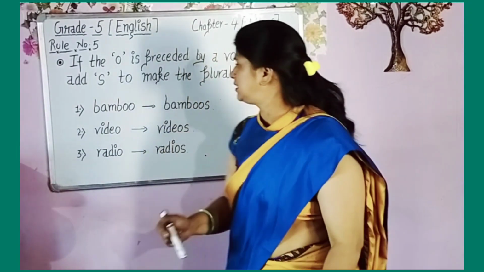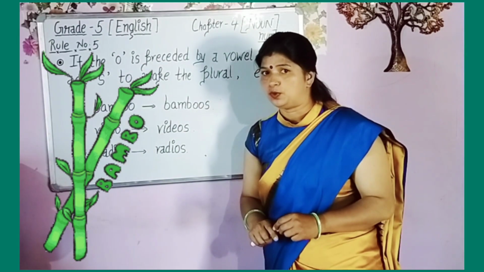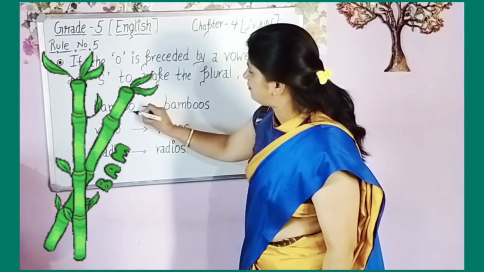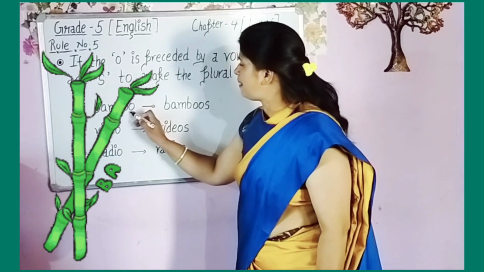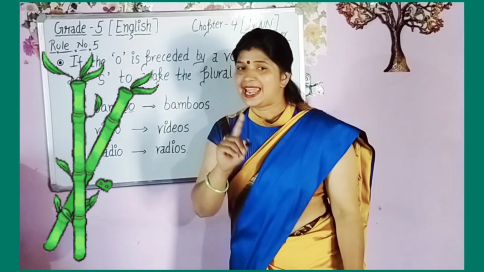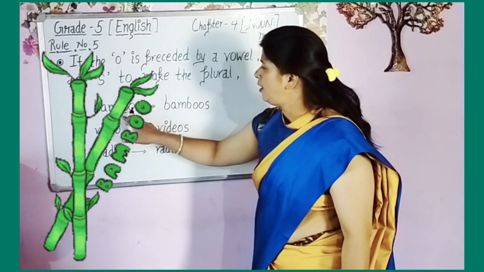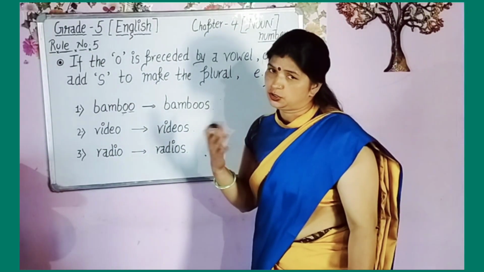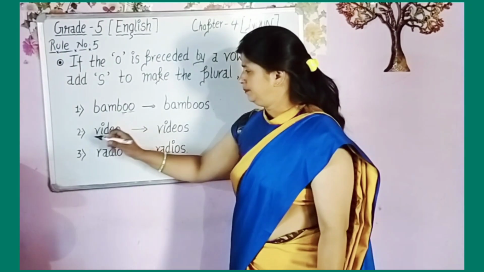Okay, for example, you can see here the first word is bamboo. In this you are seeing that bamboo is ending with o, and it is preceded by, preceded means what is coming before it, a vowel. O is a vowel, A-E-I-O-U. So O is coming before that. In this type of noun, we add s to it so that it can become plural. Okay.